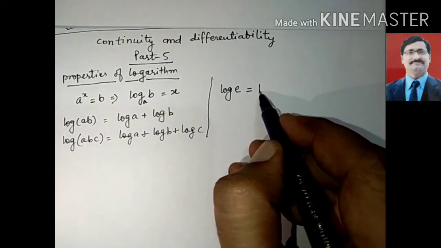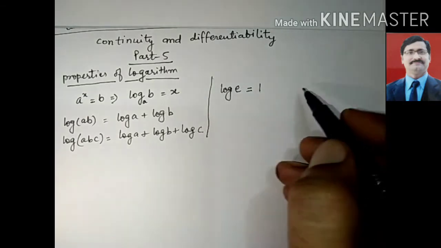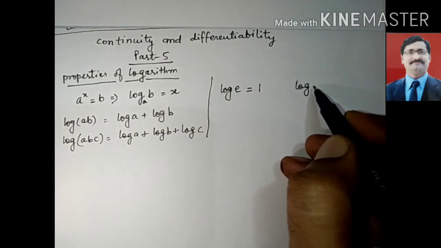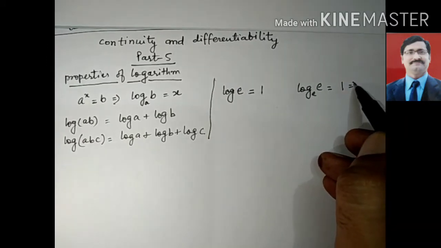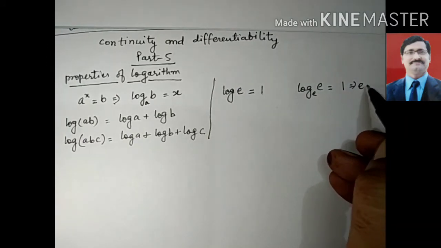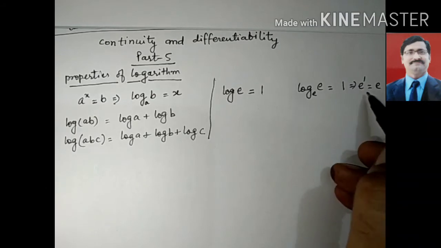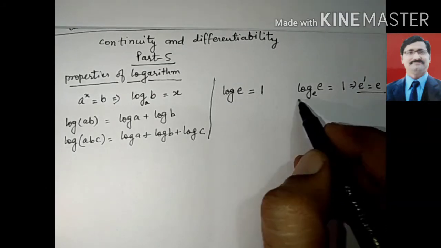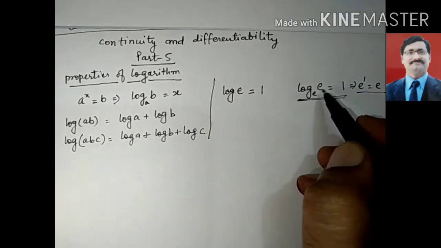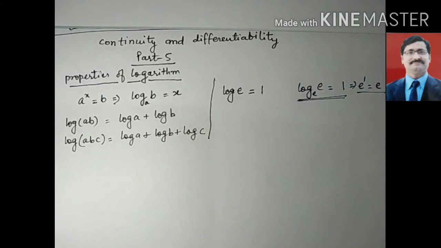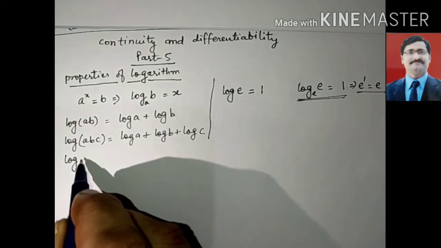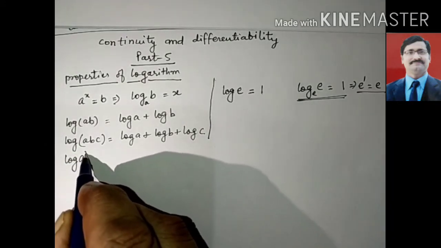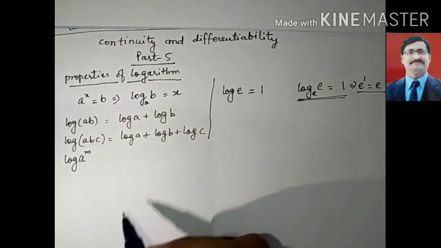Okay, understand this? Now look here, if you have base e, that is log e, that value will be 1. Why do we have 1? You can understand that the base is e, and if you want, you can write in power format that e power 1 equal to e. So if you have log e, you can write 1. Do you all understand this?